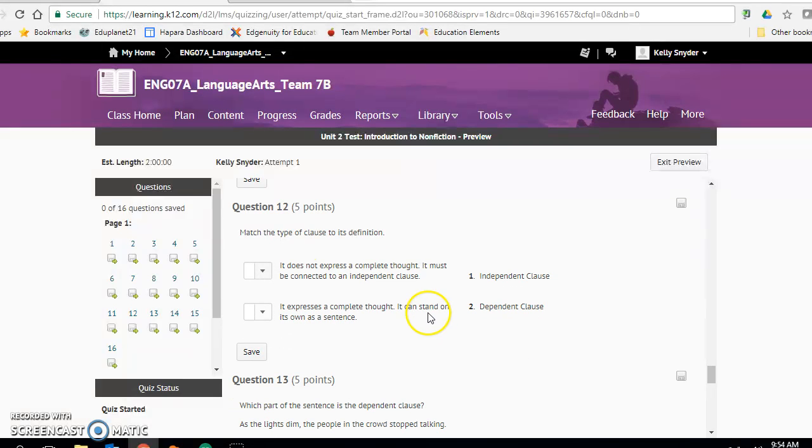Question 12 is matching. You're going to match the type of clause to its definition. So one of these is an independent clause and the other is a dependent clause. The first one says it does not express a complete thought. It must be connected to an independent clause. This one says it expresses a complete thought. It can stand on its own as a sentence.